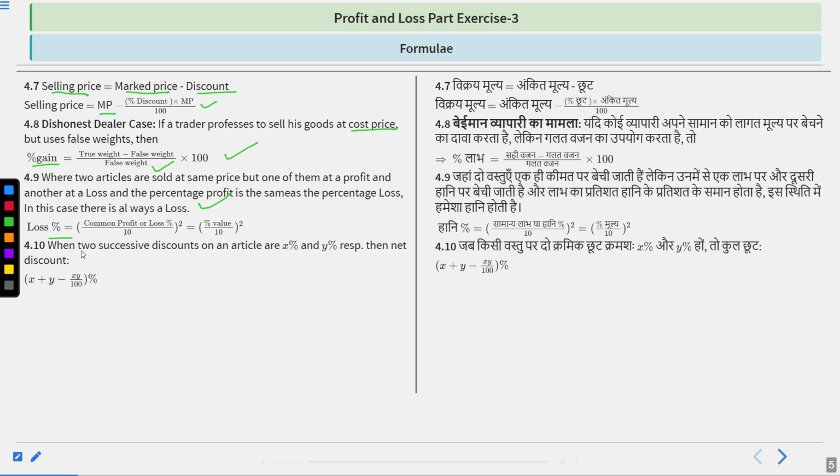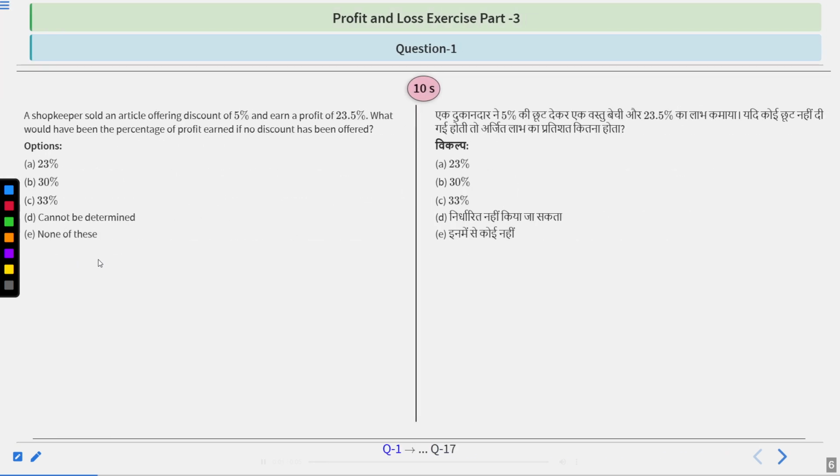Next one is when two successive discounts on an article are X and Y percent respectively, then the net discount will be X plus Y minus XY upon 100. Clear? Now we will see some questions.